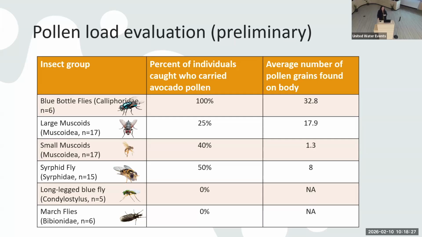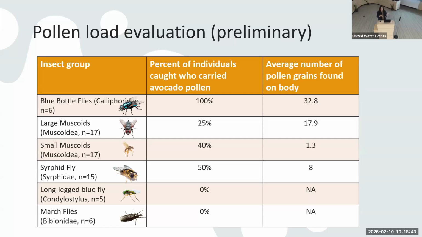Syrphid flies, we talked about those. 50% of the ones that we caught were carrying pollen on their body, and these are ones visiting flowers. So they may have been visiting for nectar, and that's why they weren't having pollen on their body. And then on average, they had 8 pollen grains on their body.